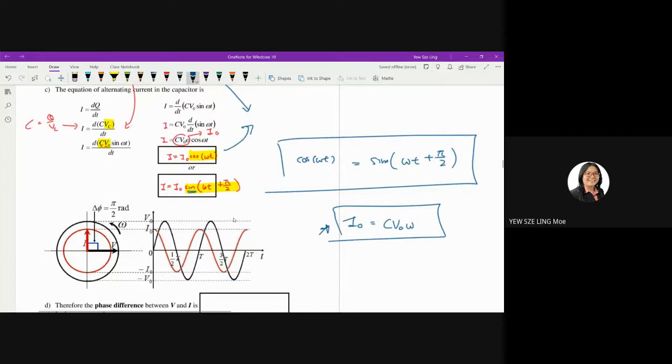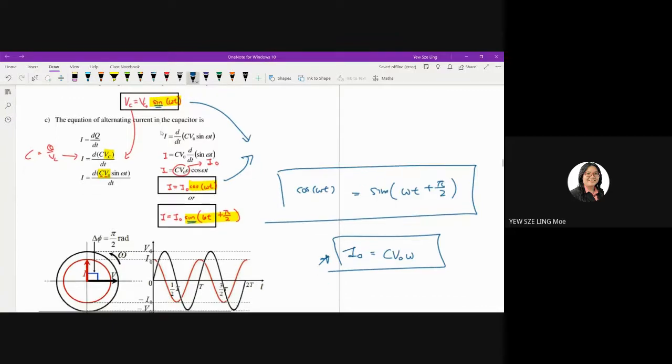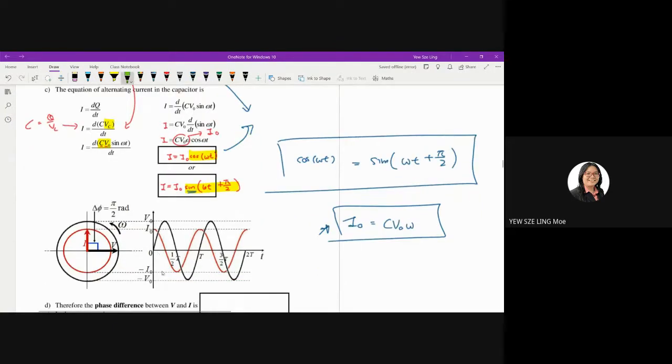So how are we going to sketch the graph? Initially, you have V. Your V is a sine function. Sine starts from 0, so your V starts from 0, then it moves in a sine form. Whereas for your I, your I equation is cos omega t. Cos omega t means it is going to start from the maximum value, so from the maximum, then it moves in a sine wave.